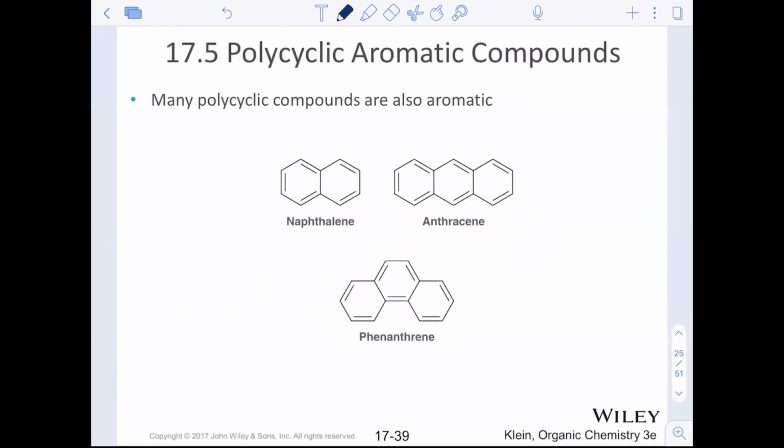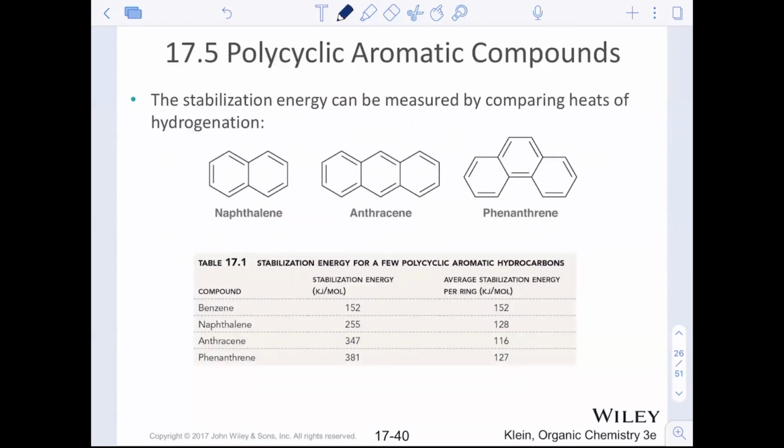Polycyclic aromatic hydrocarbons are also aromatic. We saw naphthalene already. It's the smell of mothballs. Super fun. Anthracene and phenanthrene are common polycyclic aromatic hydrocarbons that are products in cigarette smoke, which is also why they're bad not only for the environment, but also for your body. The stabilization energy can be measured by comparing the heats of hydrogenation. So we can see the stabilization energy, the lower the energy per ring, right? Per ring is where we're looking at comparing. These are very, very stable molecules. And so they last a really long time in the environment.